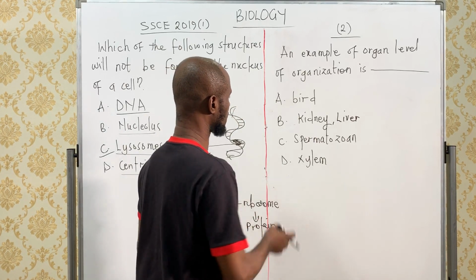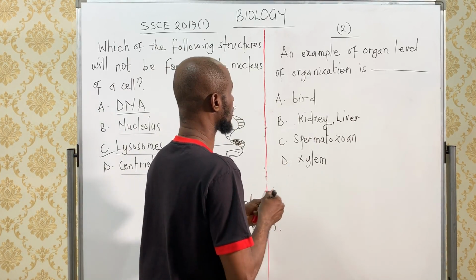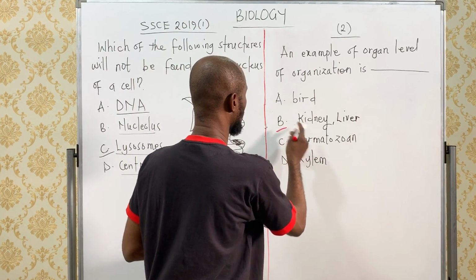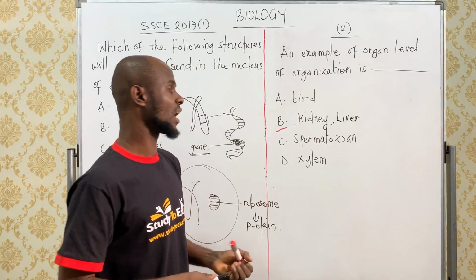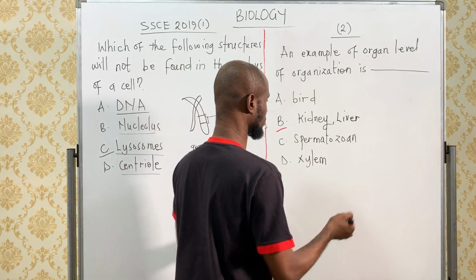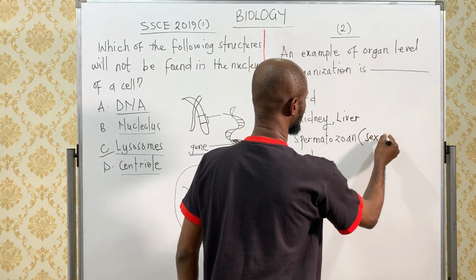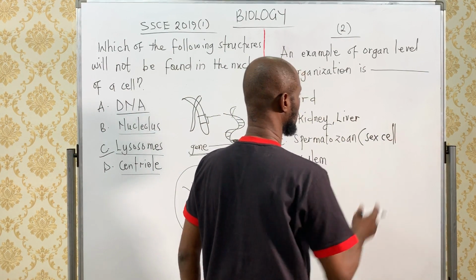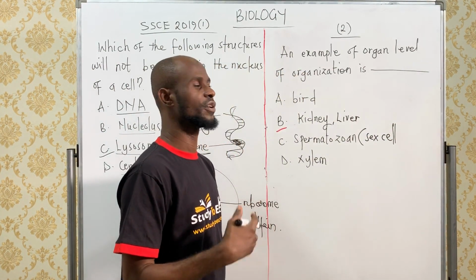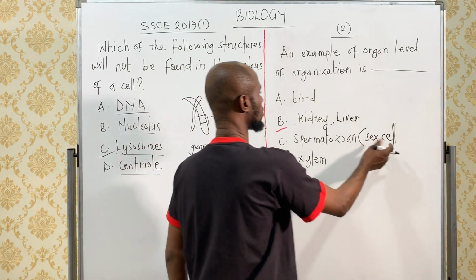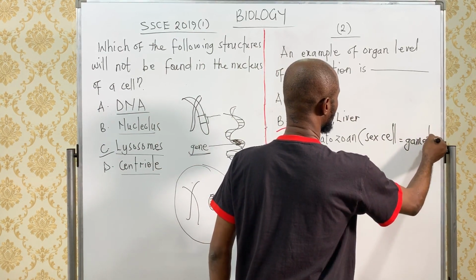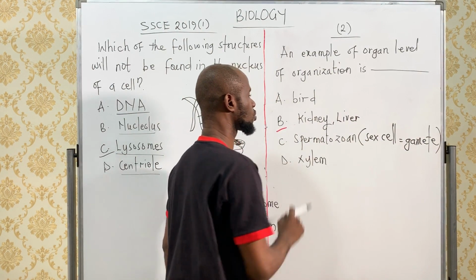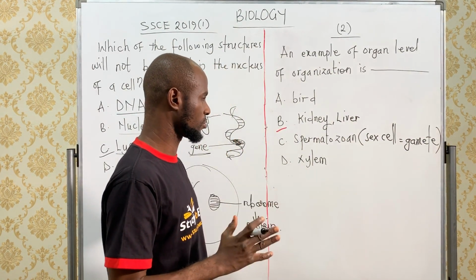Now let's go to the next. So the answer here is C. However, let's analyze the spermatozoon. The spermatozoon is a cell, and it's not an ordinary cell. It's a sex cell, the cell that is involved in fertilization and eventual reproduction. The sex cells are always called the gametes. You have the male gamete that is called the spermatozoon, while the female gamete is called the ovum or the egg.